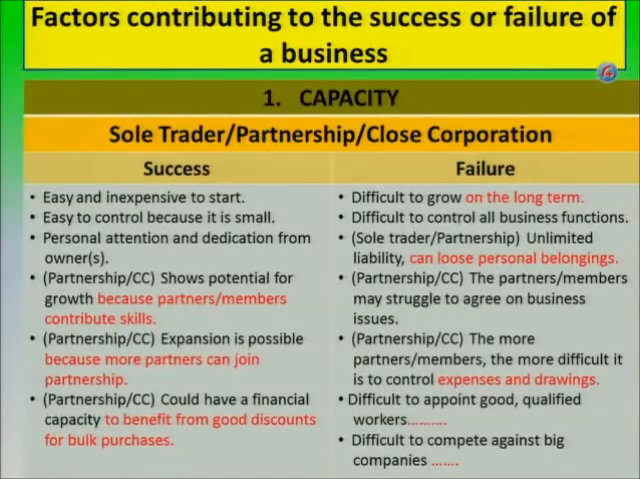In the case of partnerships and close corporations, another reason for failure is that the more partners or the more members there are, the more difficult it is to control the expenses and the drawings. I think when you did in grade 10 the establishment procedures of partnerships and close corporations, you learned about the partnership agreement and the memorandum of understanding. In the case of the close corporation, the partners can decide on how much money each one of them will withdraw per month or per year or per 6 months and so on.